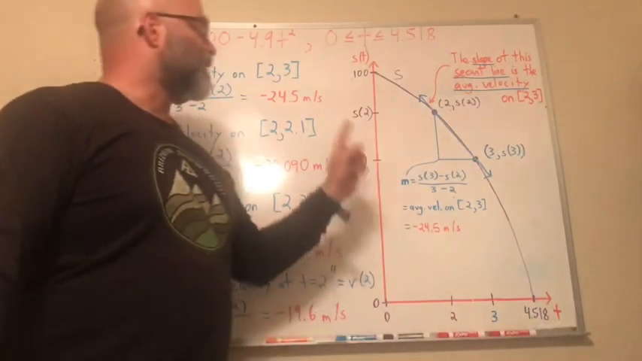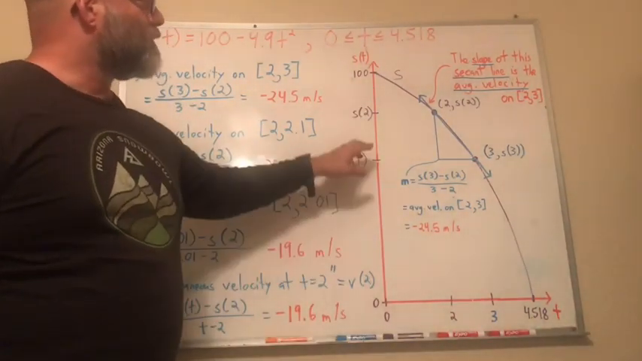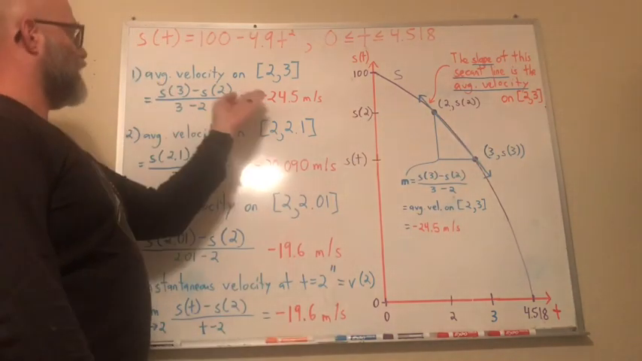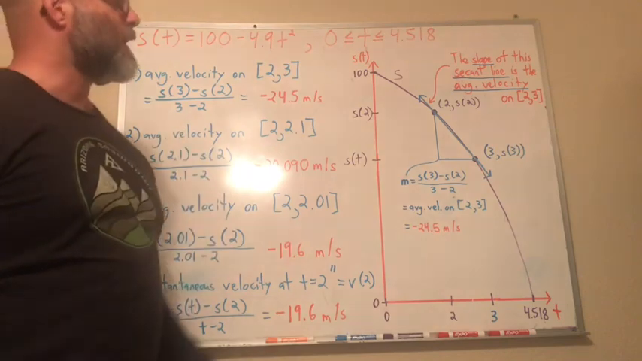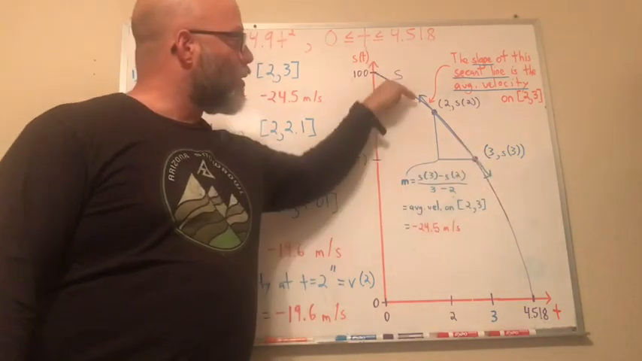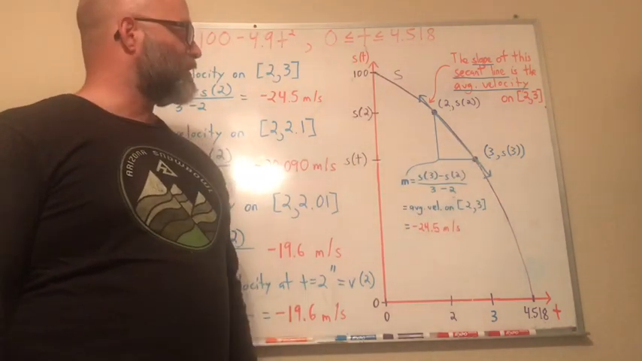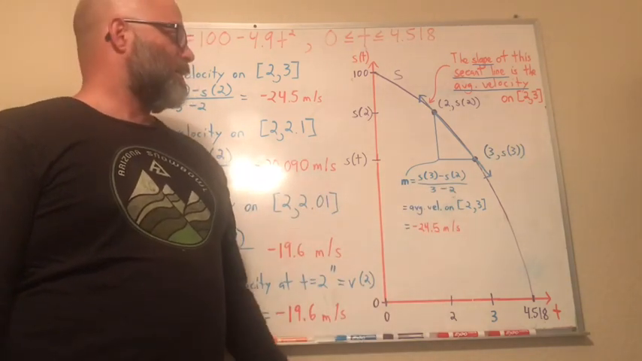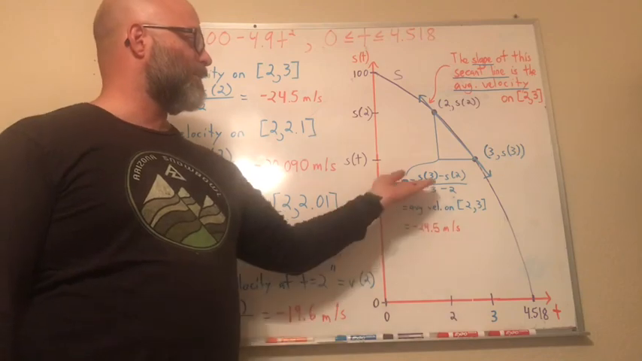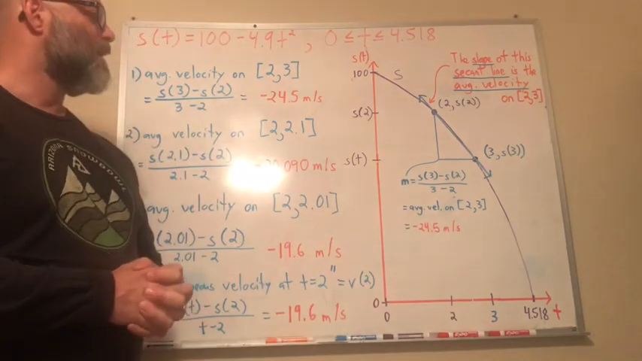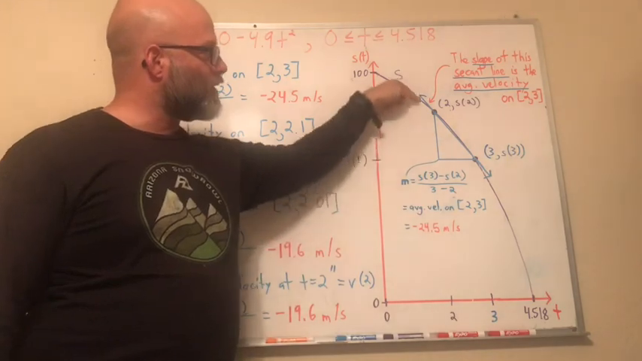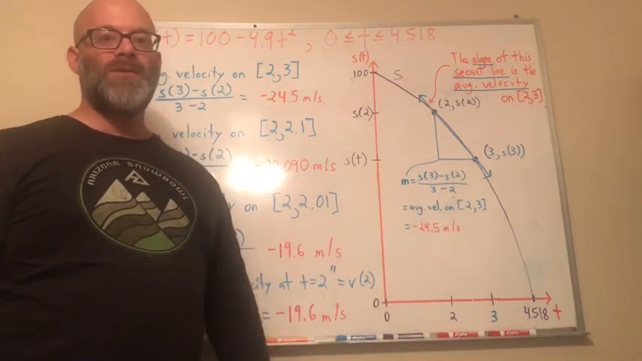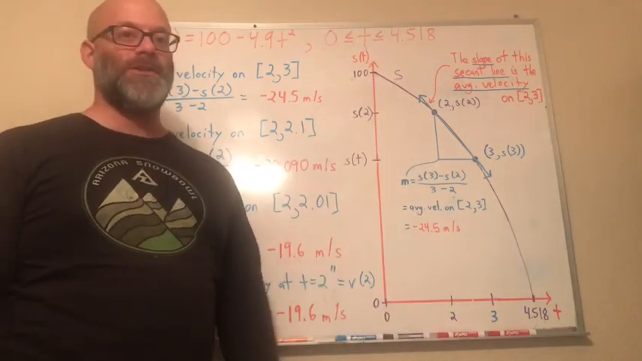Look over here on the graph. Notice that if I take these 2 points, s of 2 and s of 3, just like here, the slope of the line that goes through those 2 points is given by the difference quotient. s of 3 minus s of 2 over 3 minus 2. You've known this forever. So in other words, the slope of the secant line through the 2 points gives you the average velocity on 2 to 3, if this is a position function. All right.